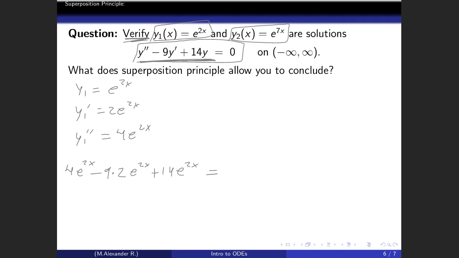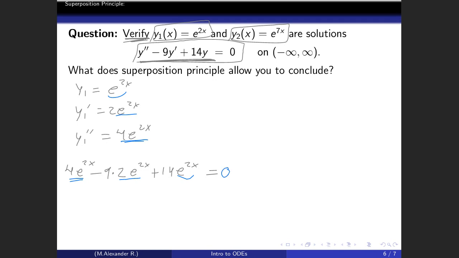So let me just underline a few things here, and I'll put this in blue. So the y double prime is here. So y prime is there. This is the y function, and then this is the original function. All right, so you do the calculation, and then this will be equal to 0.